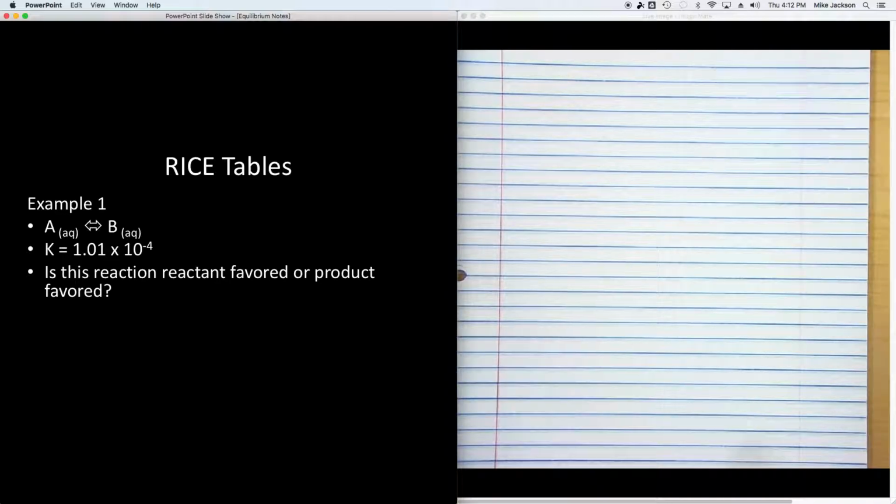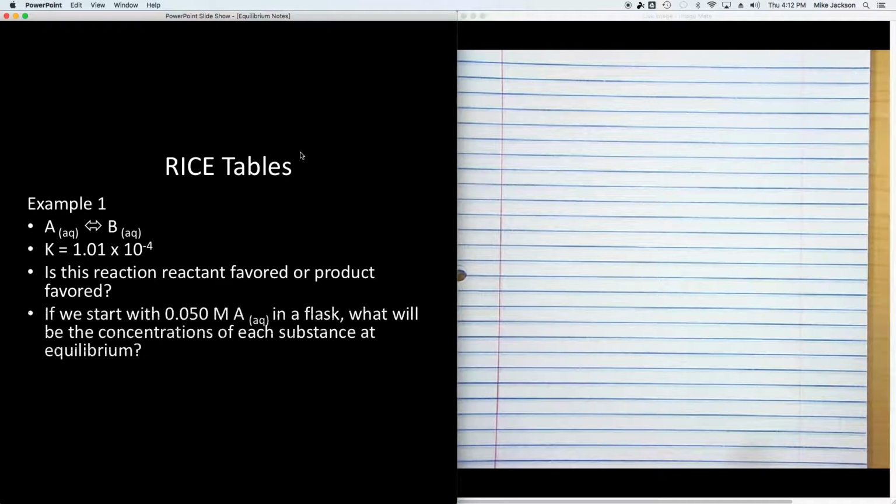However, as chemists, we need to know this objectively. We need to find the exact concentrations of everything at the end to prove this. So that is what we need to do in this problem. If we start initially, and that's what the word initial means, our starting materials, if we start with 0.05 molar, and that's what the big M stands for, molar, moles per liter, if we start with 0.05 molar A, our reactant A, in its aqueous form, so dissolved in water, what will be the concentrations of each substance at equilibrium?